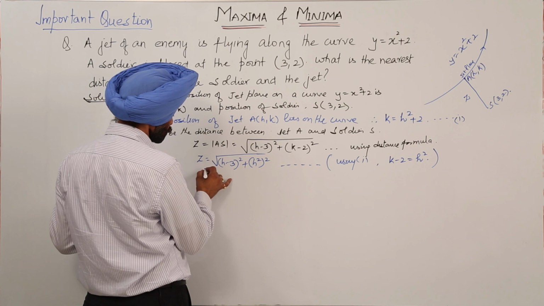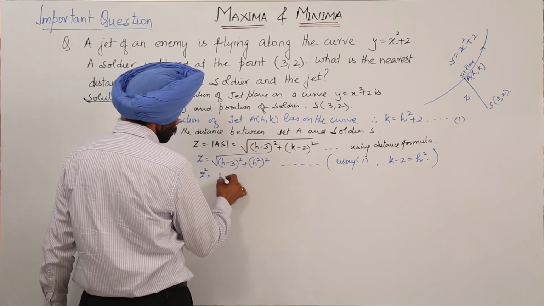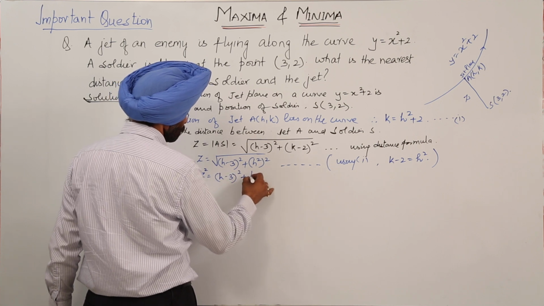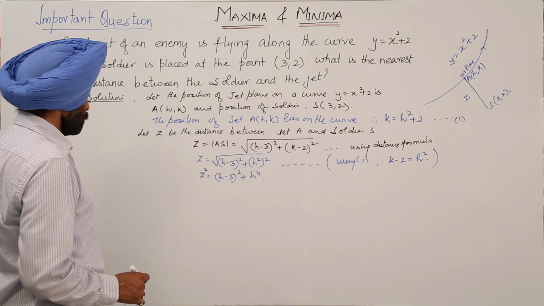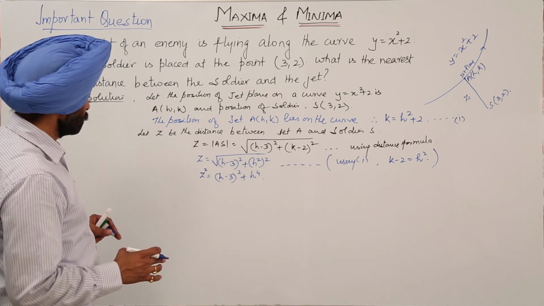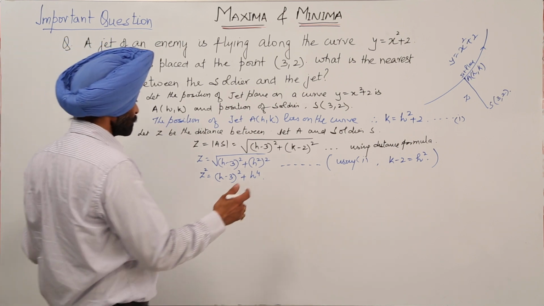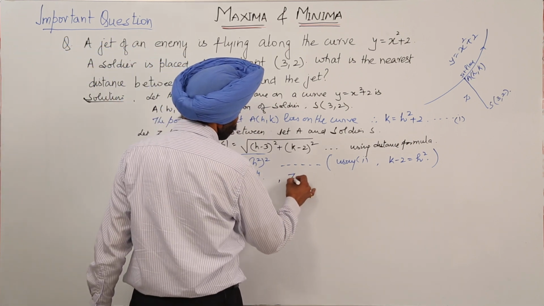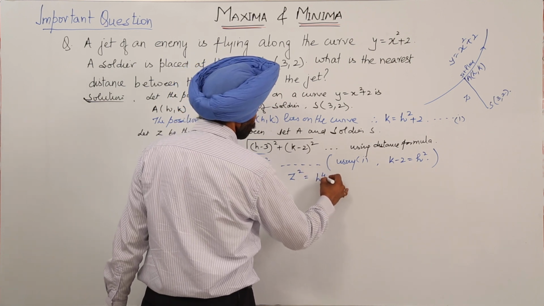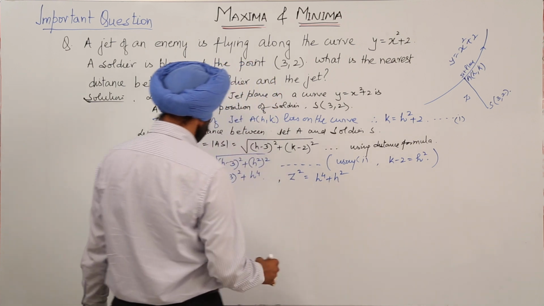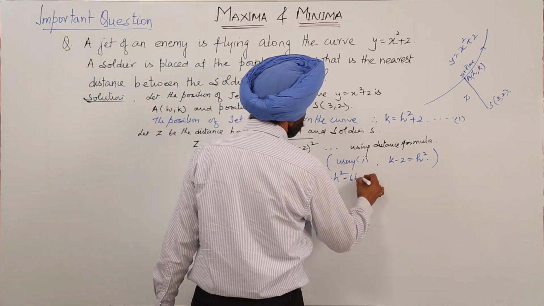So we can write, squaring both sides, z square is equal to (h minus 3) whole square plus h to the power 4. Now we can expand it so that the differentiation part becomes easy. Now we have h to the power 4 plus h square minus 6h plus 9.